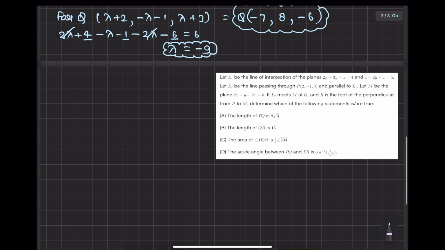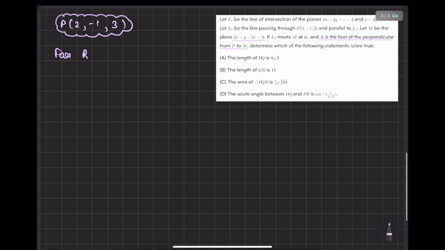Who is R? R is the foot of perpendicular from P to M, and this is your M. Correct? So let's find out. You know that P is (2, -1, 3). So who is R? R is the foot of perpendicular. So for R, the foot of perpendicular, how do we find it?